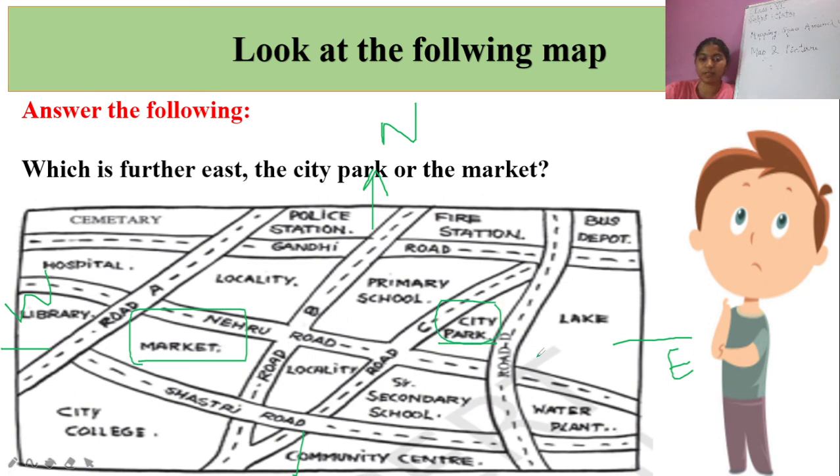Yes students, very good. So what is the correct answer? City park. Okay, let me write it down. So the city park is going to be your answer. You can come to know that with the help of north. In this way you can come to know that the city park is furthest east.